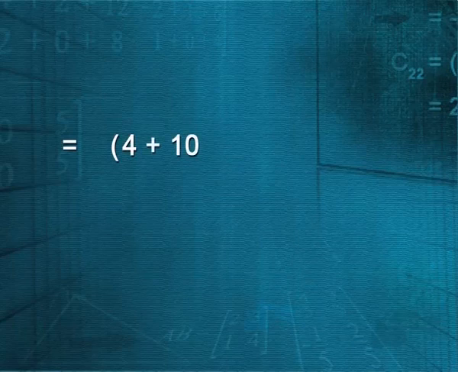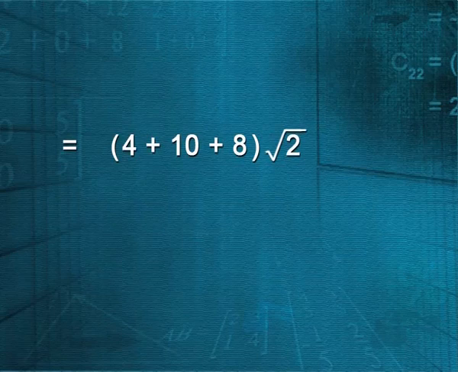Now, in all the three numbers you have an irrational factor common. What is that irrational factor? That is root 2. So we can take that irrational factor common, and inside the bracket we will get 4 plus 10 plus 8, which is equal to 22 root 2. So the whole expression can be reduced to 22 root 2. This is how we add two or more surds.